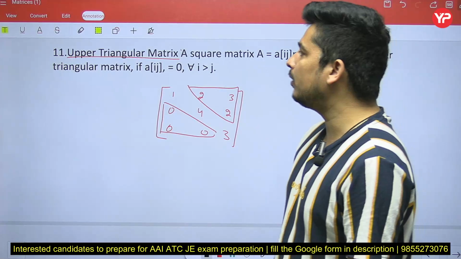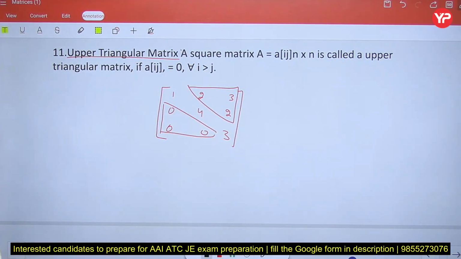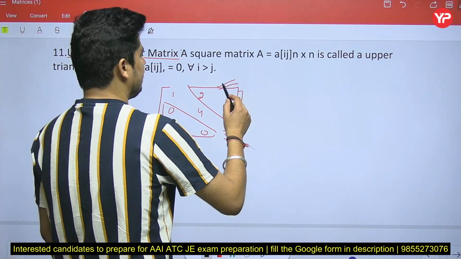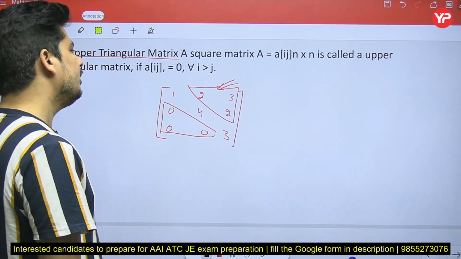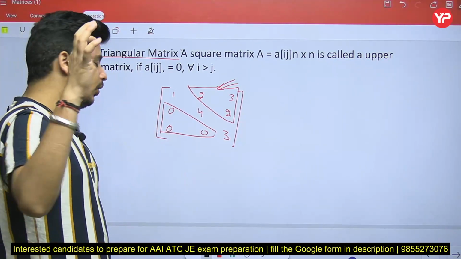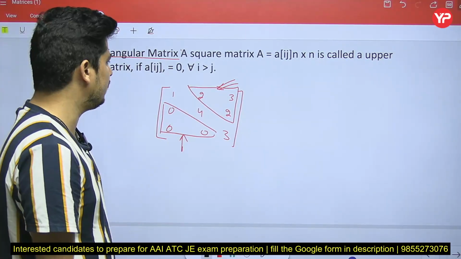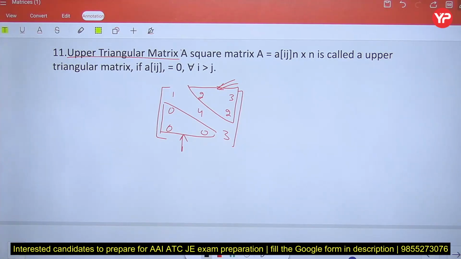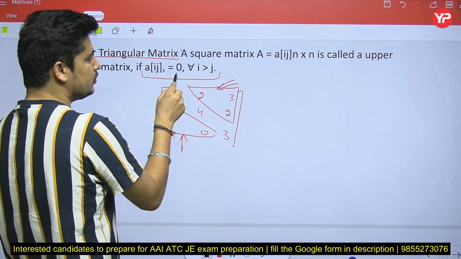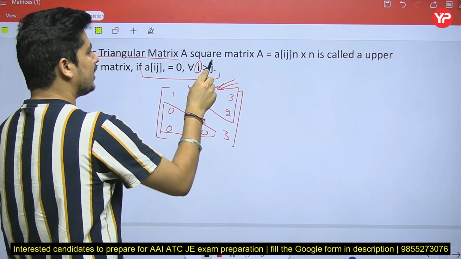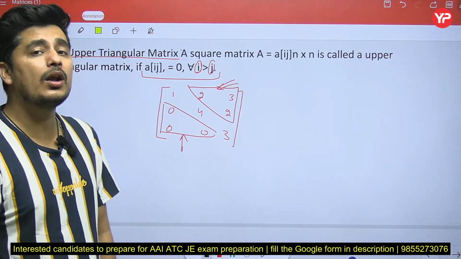When we are talking about an upper triangular matrix, it is a matrix in which all the upper triangular elements may be non-zero. I am not saying that all the elements should be non-zero. Maybe there is 0, but all the elements below the diagonal, meaning in the lower triangle, should be 0. If you are writing it like this, then Aij equals 0 whenever the row number is greater than the column number.